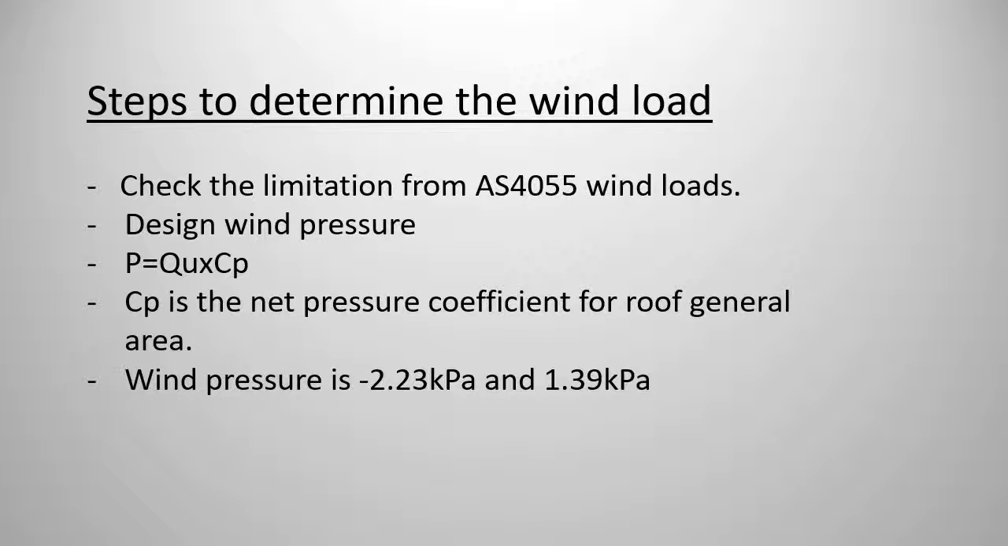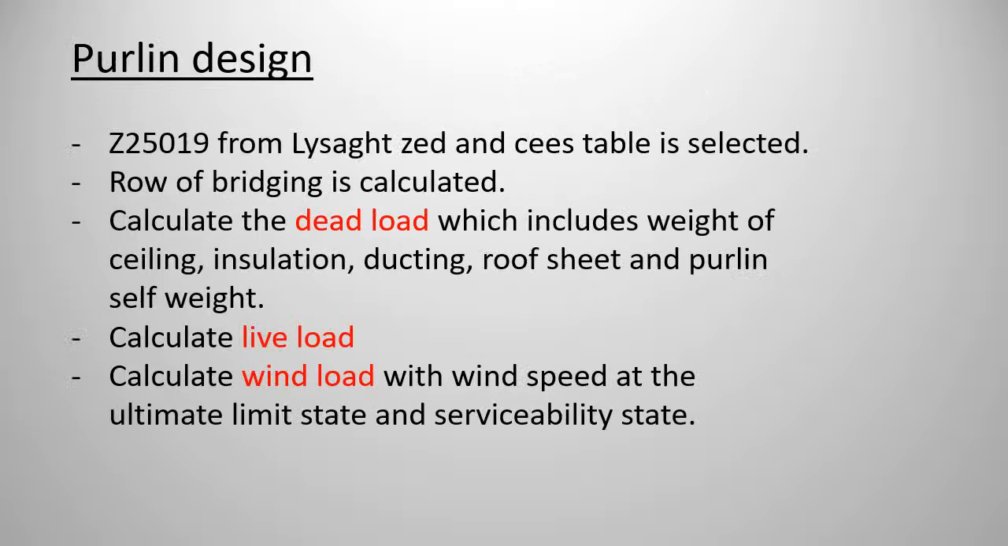First and foremost, wind load has to be determined. Limitation in the AS 4055, which is about wind loads, has to be considered first. Then the wind pressure can be calculated with the formula of P equals QU multiplied by CP. CP is the net coefficient for the roof in general. Purlin is then designed with a selection of purlin from the Lysaght table. Then row of bridging is calculated.